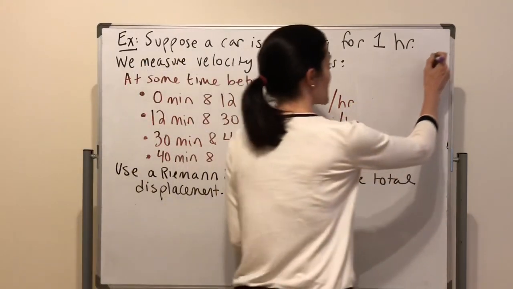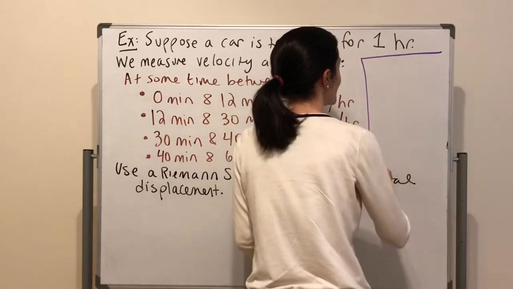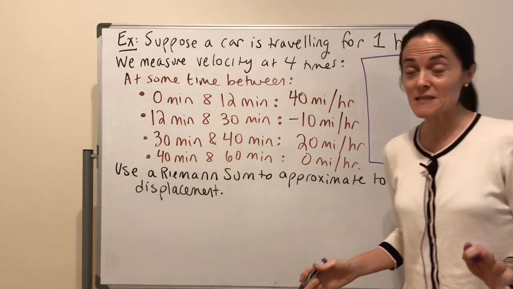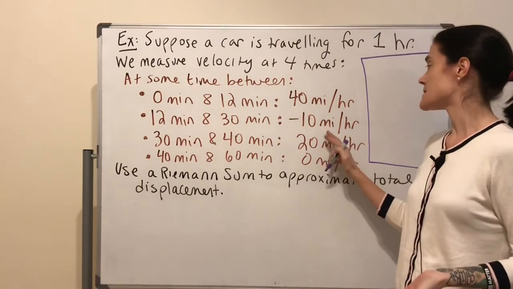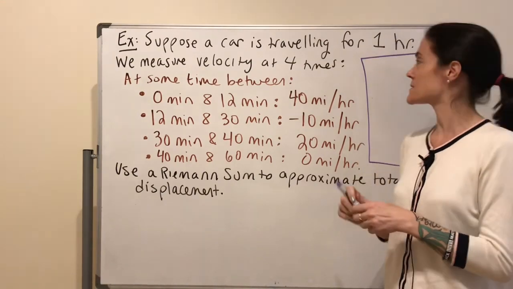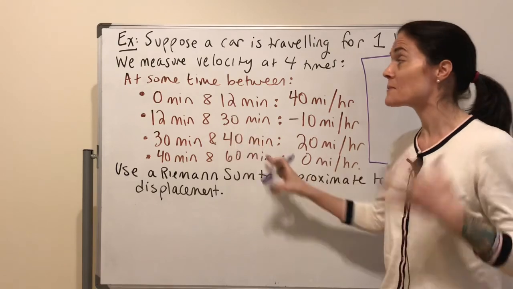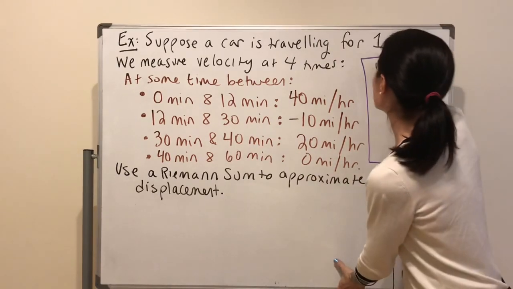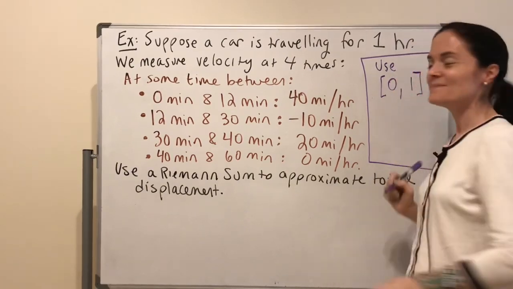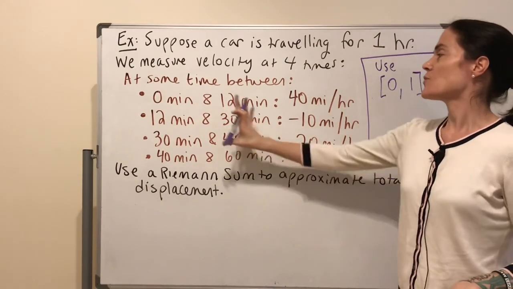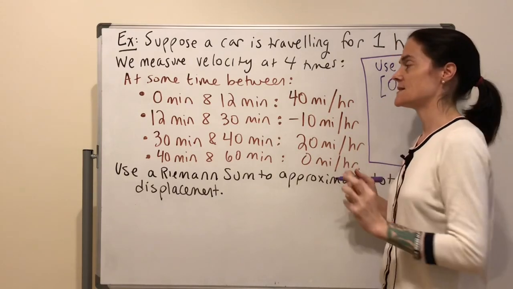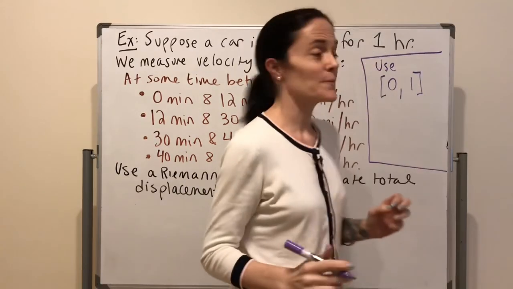let me put in a little box some things over here. First of all, our answer for total displacement will be in miles, and this is in miles per hour. We want our interval to be hours, and it's 1 hour. So even though this is in minutes, we want to use the interval 0 to 1, okay? And then we have 4 subintervals here, and we can read off the partition just by looking at the endpoints of the subintervals.